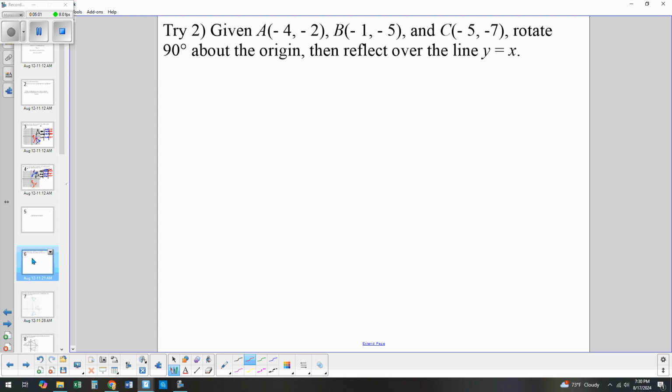So here's a try problem. You don't even have to graph it. You could just make your little table. If you'd like to give it a shot, pause. Answers are posted online.